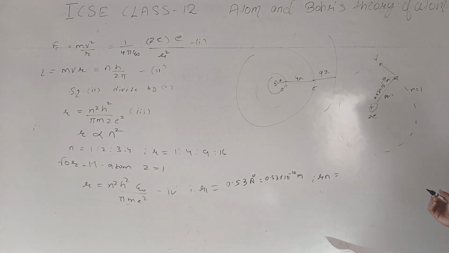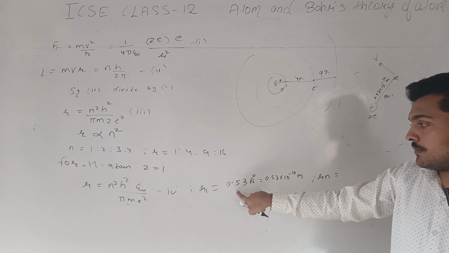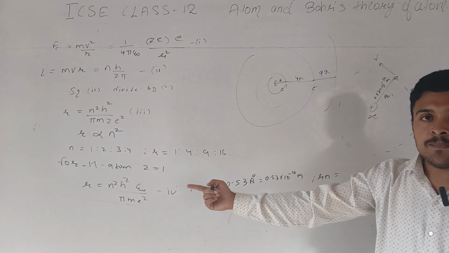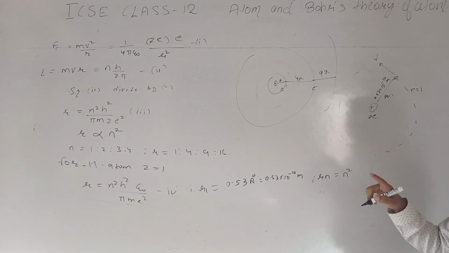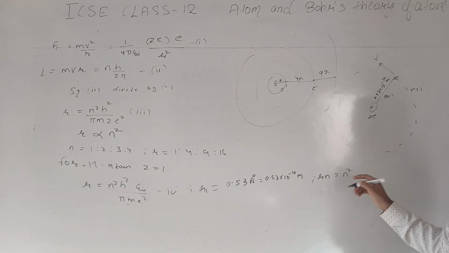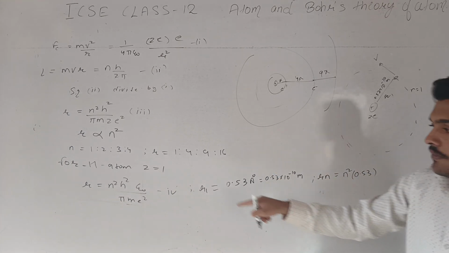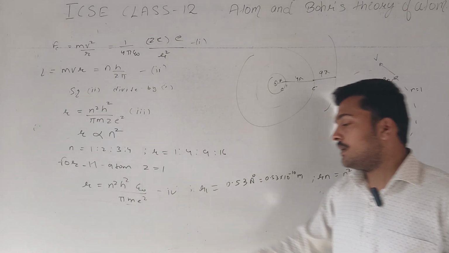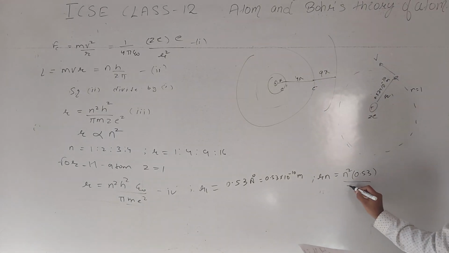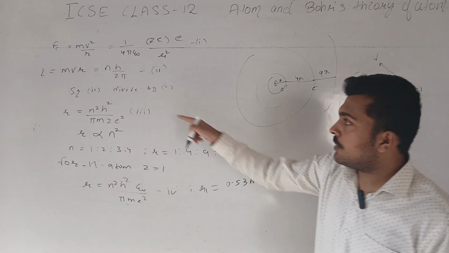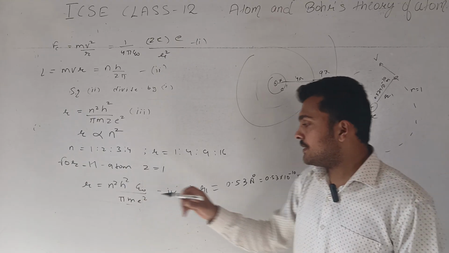The radius of the nth orbit will be: if this is the radius of the first orbit, in place of n square we have put 1. So we'll put n square here, again n square. If it is 2, we'll put 2 here, and 2 into 0.53. What is 0.53? The value of h square epsilon naught upon pi m e square is 0.53, and then we'll divide it by Z for any atom. Why? Because in the denominator it is Z. For hydrogen we have put Z is equal to 1.